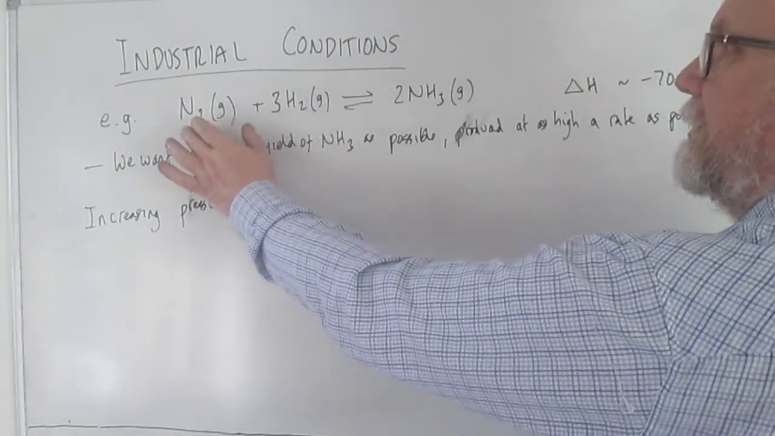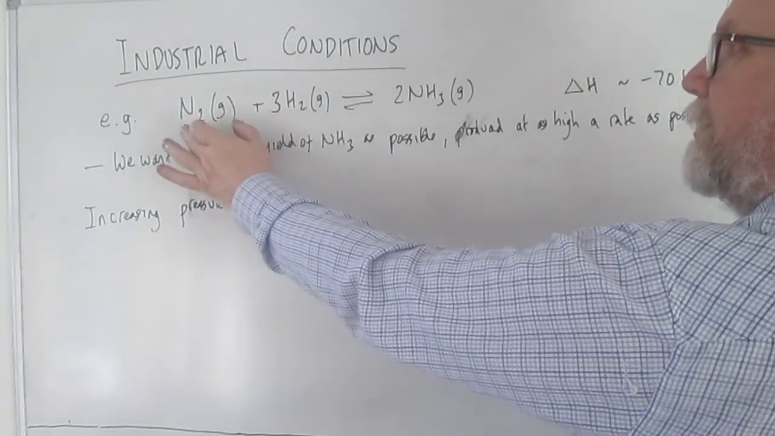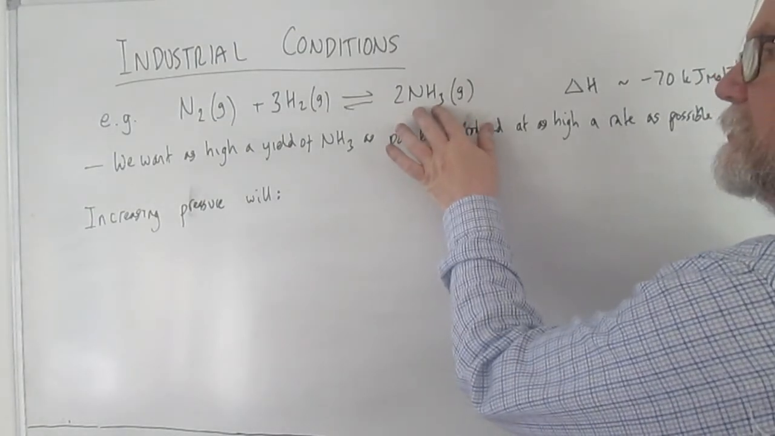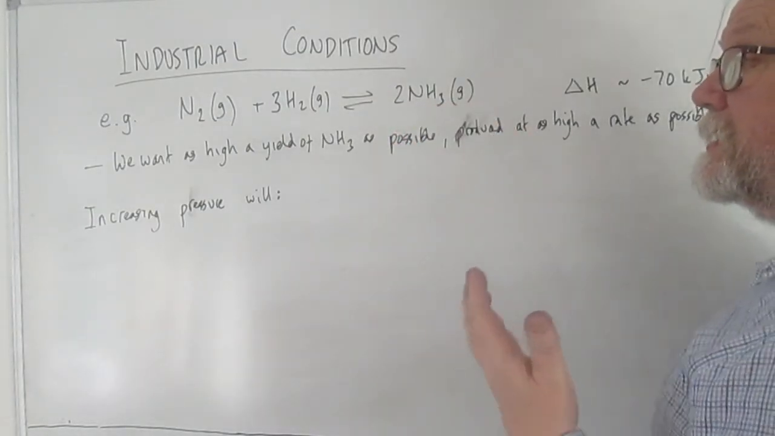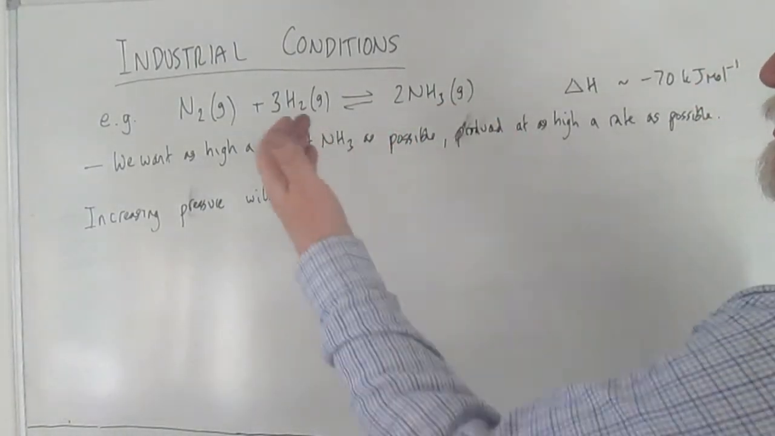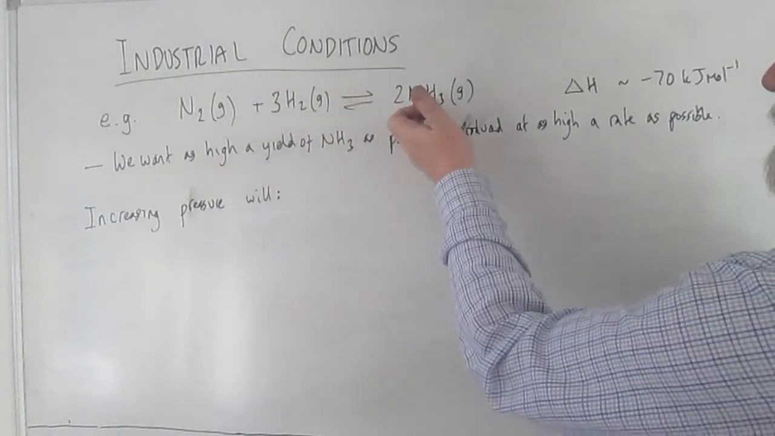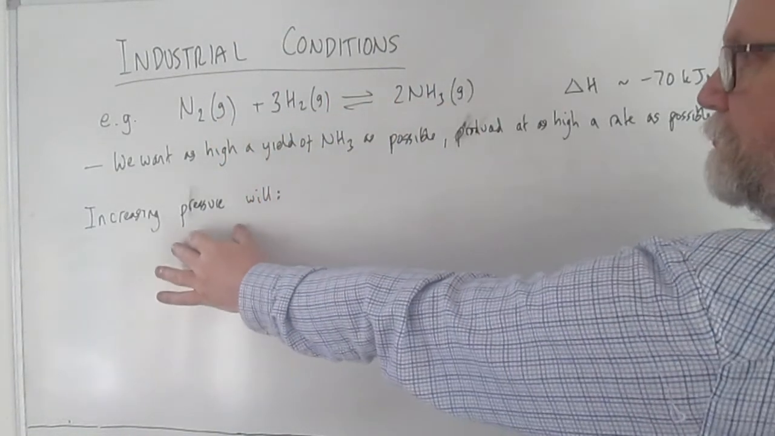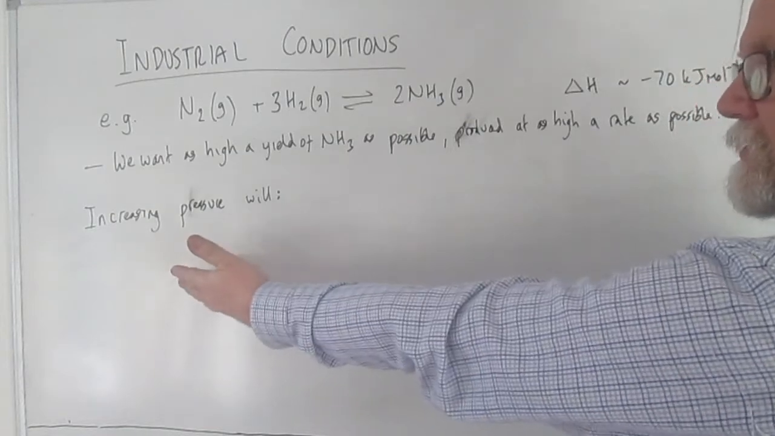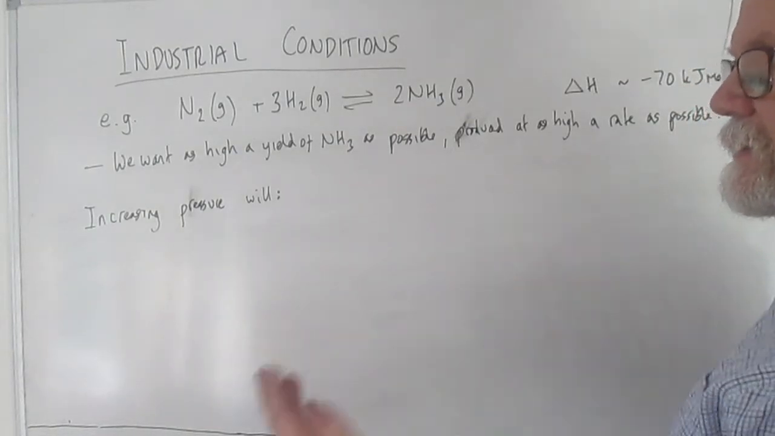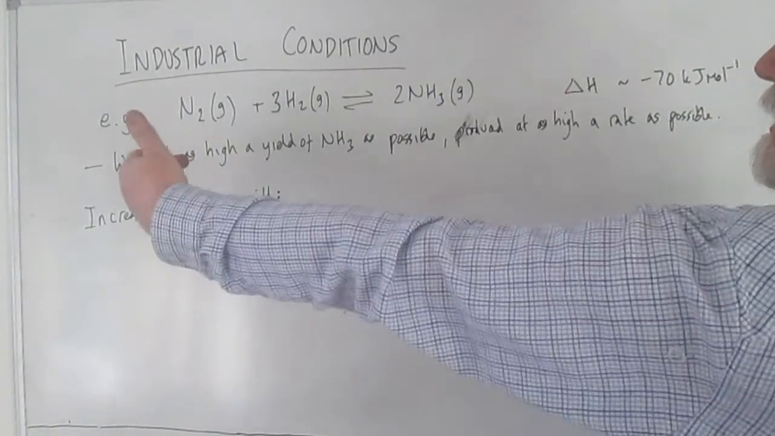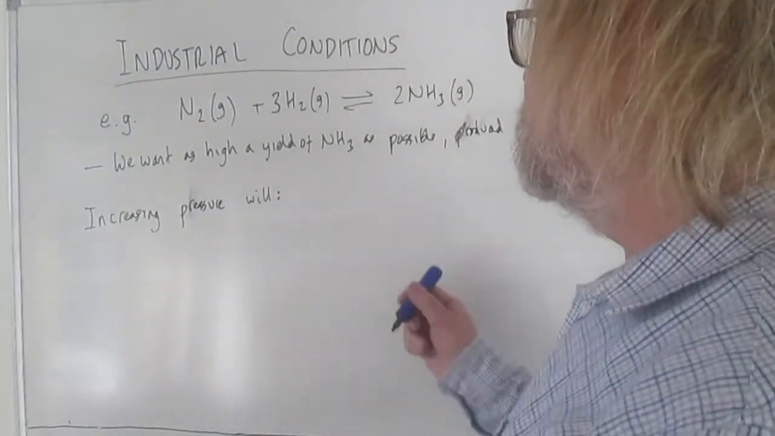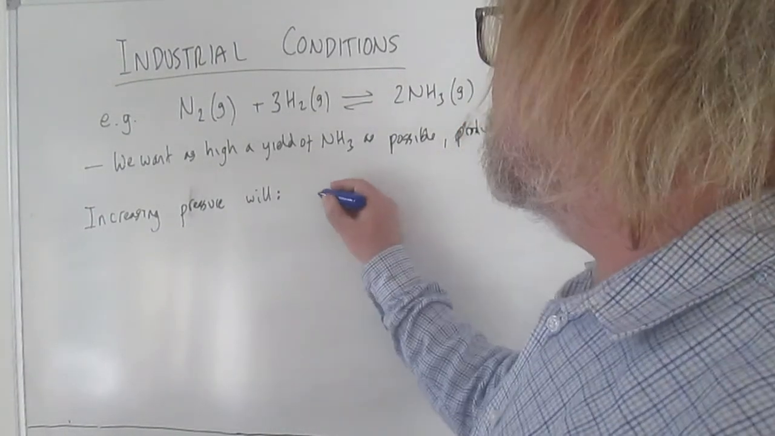You can see that on the left-hand side, we've got 4 moles of gas, but on the right-hand side, we have only 2. So increasing the pressure is going to shift the reaction in the forward direction, because it's going to cause the equilibrium to shift in the direction where there are fewer moles of gas, because that will oppose the pressure increase, and that means it will shift in the forward direction. So that's good. That's going to increase our yield of ammonia.